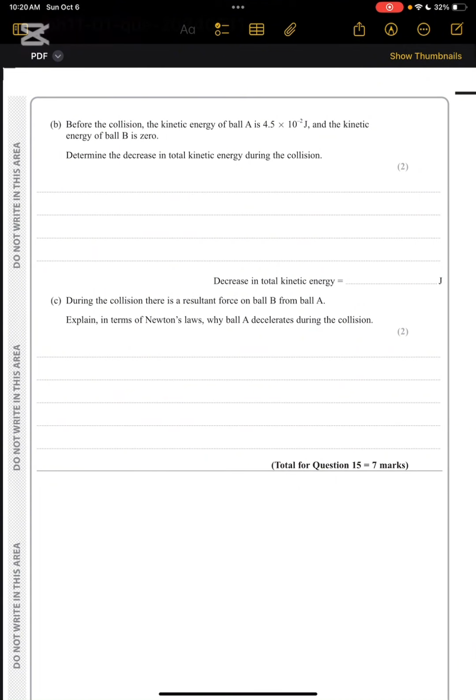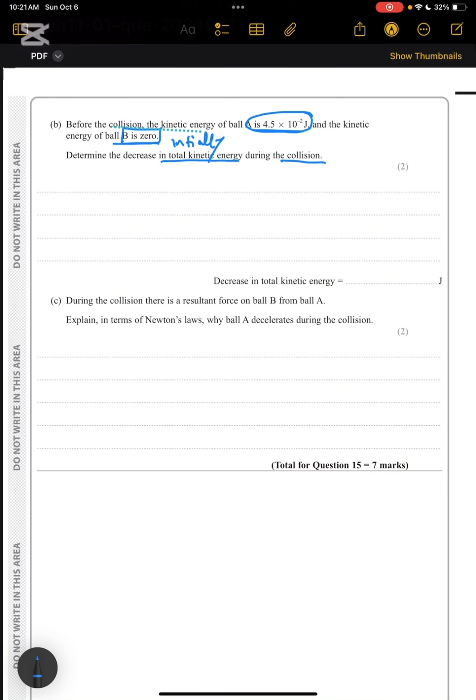In the question number B, they have said before the collision the kinetic energy was this and the kinetic energy was 0. Determine the decrease in total kinetic energy during the collision. So initially the total kinetic energy was this, because ball B didn't have any kinetic energy. So we have to find out the final kinetic energy and then subtract the final kinetic energy and initial kinetic energy to get the decrease in total kinetic energy.